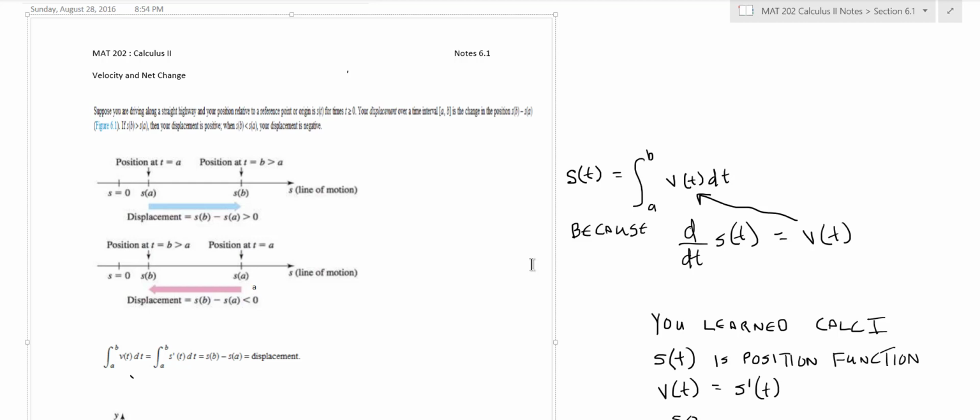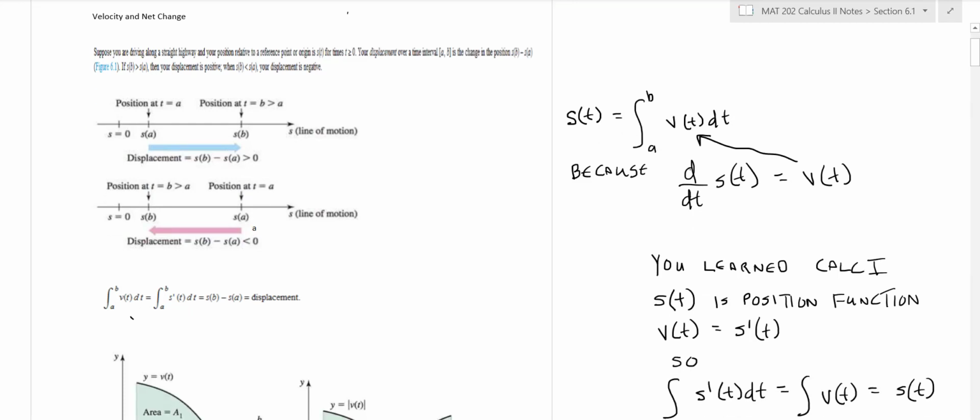So to begin with, we're going to look at velocity and net change, some things you would have talked about in Calc 1. Now, I wrote this over here. You can write this if you want to, but you don't have to. I just wanted to remind you of a couple of things. In Calc 1, you learned that s(t) is the position function, the position a particle is from the origin, right? You also learned that velocity is the rate of change of position, so it's the first derivative.